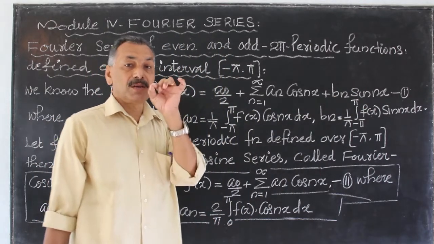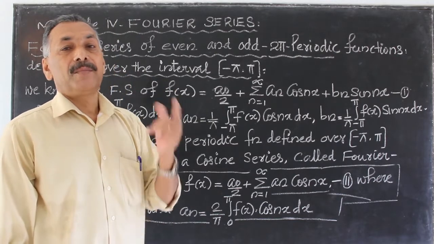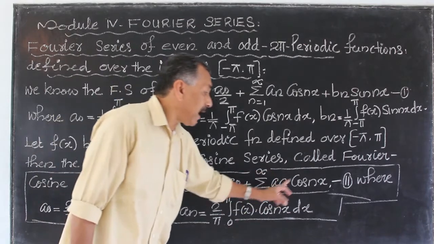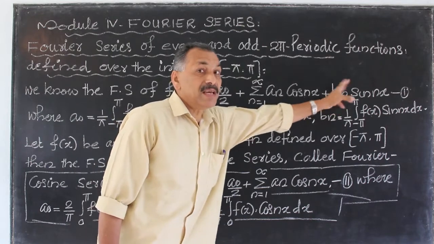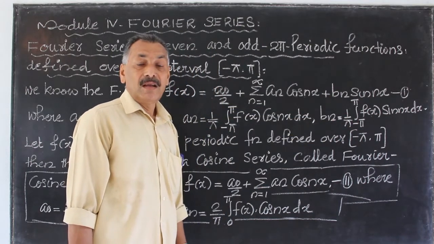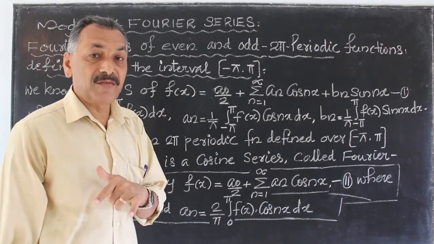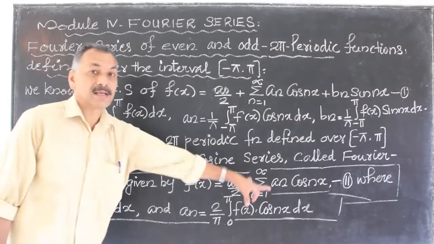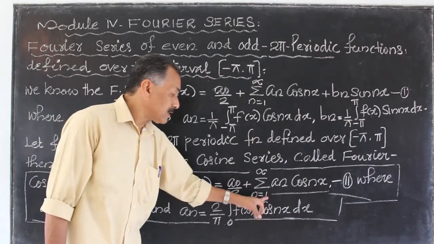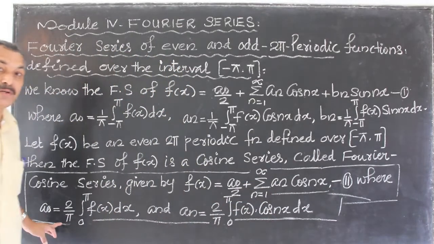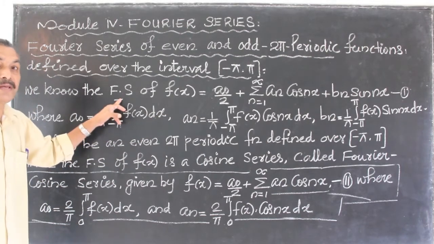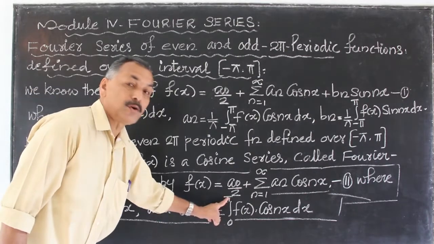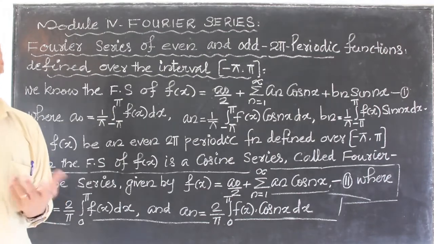If f(x) is a 2 pi periodic function defined over minus pi to pi, then the Fourier series of f(x) is equal to a0 by 2 plus sigma n equal to 1 up to infinity an cos nx plus bn sin nx. Bn value is 0. If f(x) is a 2 pi periodic function defined in the interval minus pi to pi, then the Fourier series of f(x) is given by f(x) is equal to a0 by 2 plus sigma n 1 to infinity an cos nx, where a0 is equal to 2 by pi integral 0 to pi f(x) dx. Otherwise, an is equal to 2 by pi integral 0 to pi f(x) into cos nx dx. Bn value is 0.